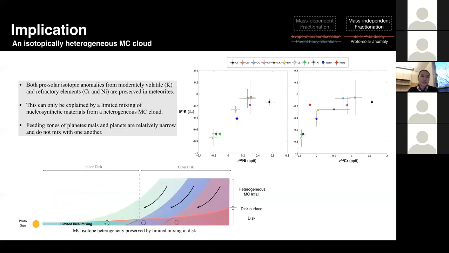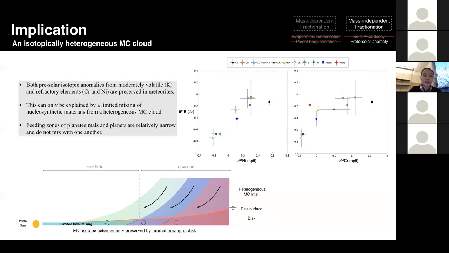And what does that tell us about the protosolar molecular cloud? In order to have potassium-41 anomaly preserved in those meteorites, we propose an isotopically heterogeneous molecular cloud. So in this scenario, the isotope heterogeneity in the protosolar disk was inherited from the molecular cloud. And to have both anomalies preserved for moderate volatile elements like potassium and refractory elements like chromium and nickel, it can only be explained by a limited mixing of nucleosynthetic material.